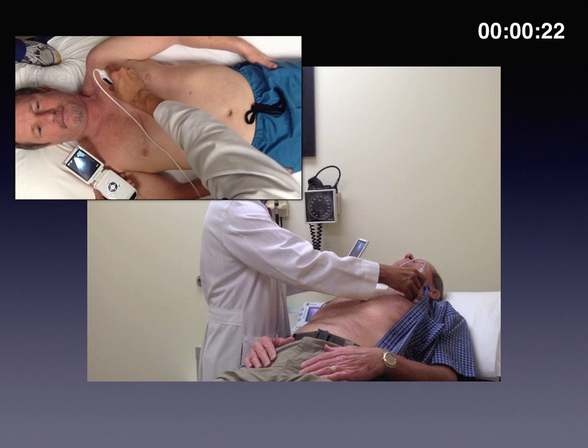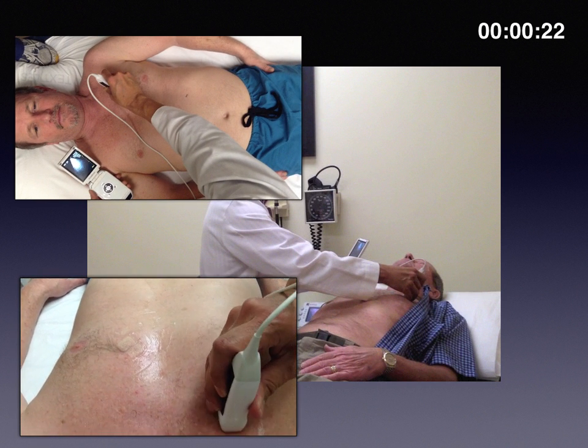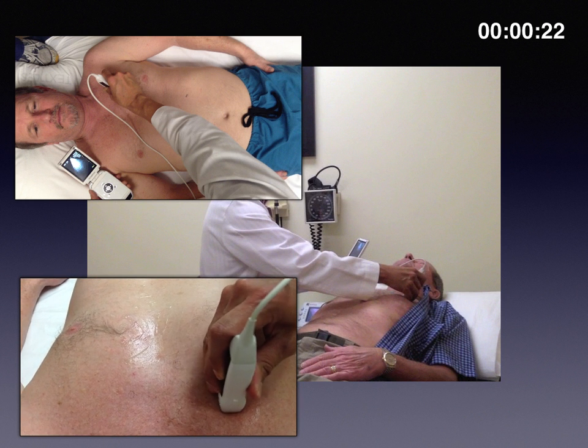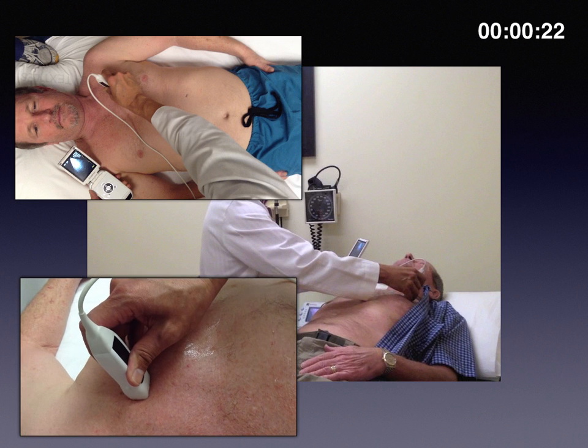These views of the lung are taken in the mid-clavicular line in ICS 2 or 3 with gentle tilting of the transducer and rocking of the probe to interrogate the pleural line.